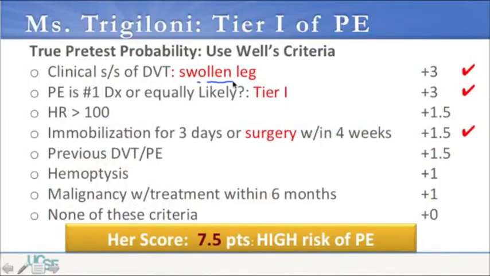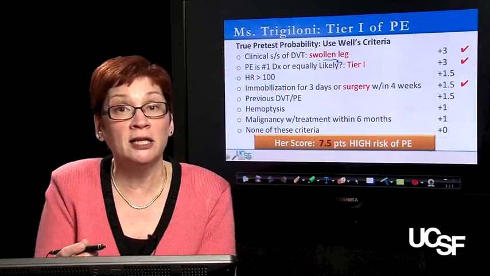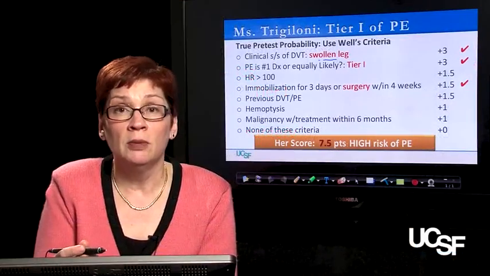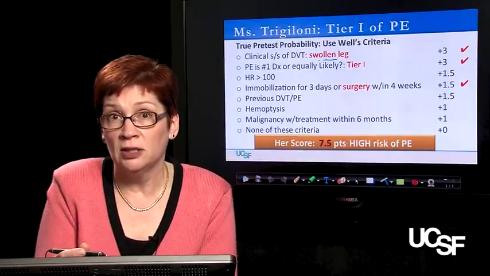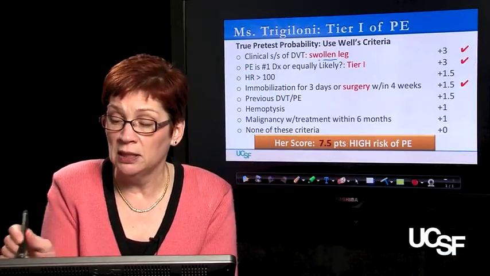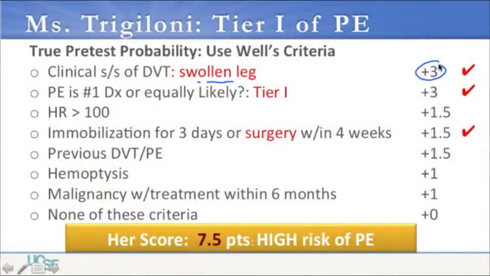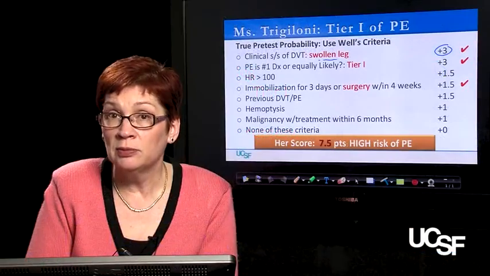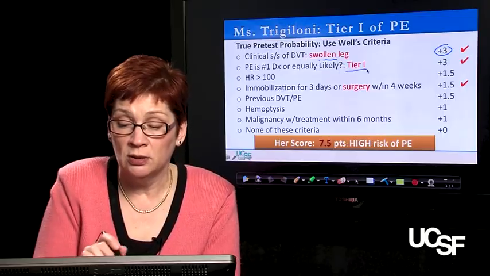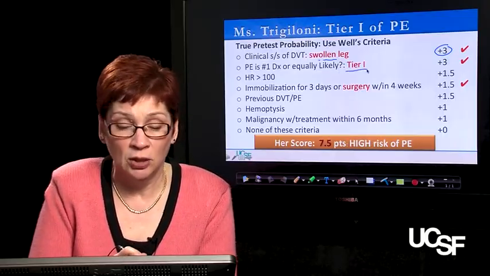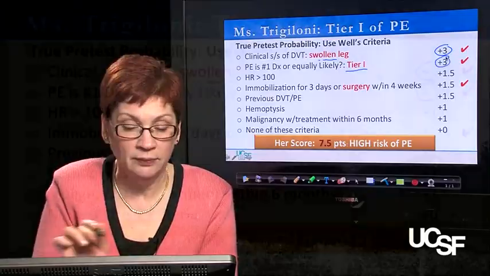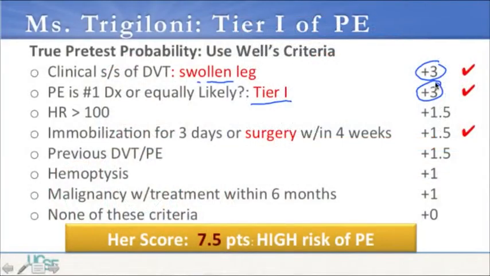We would say yes, because Mrs. Trigliani has a swollen leg. It's possible it's related to the surgery, but in fact, she has the signs and symptoms of a DVT. That gives her 3 points. Is pulmonary embolus the number 1 diagnosis or equally likely? Well, in our pretest probability, we said it was a tier 1 diagnosis, so I'd say that's pretty darn good, and that gives you 3 points as well. Is her heart rate greater than 100?